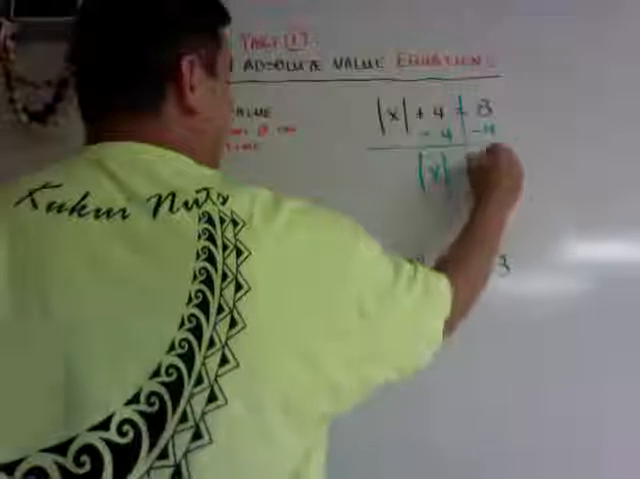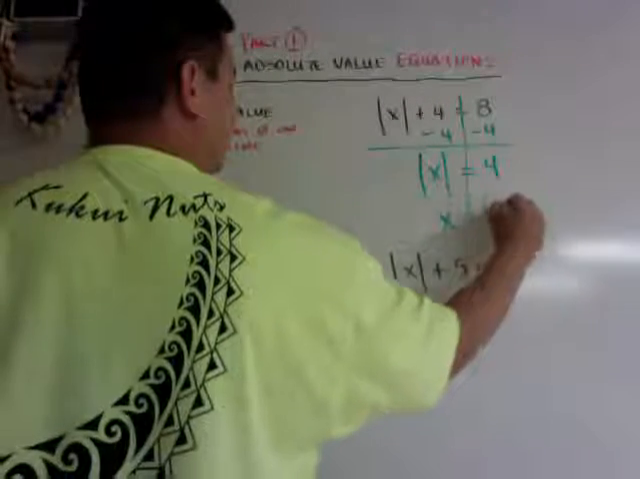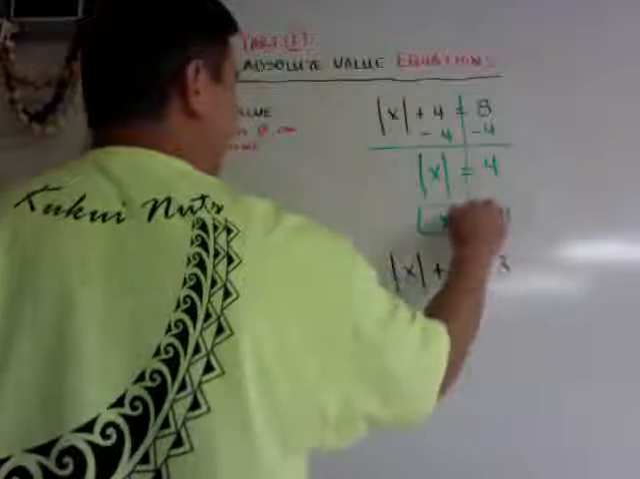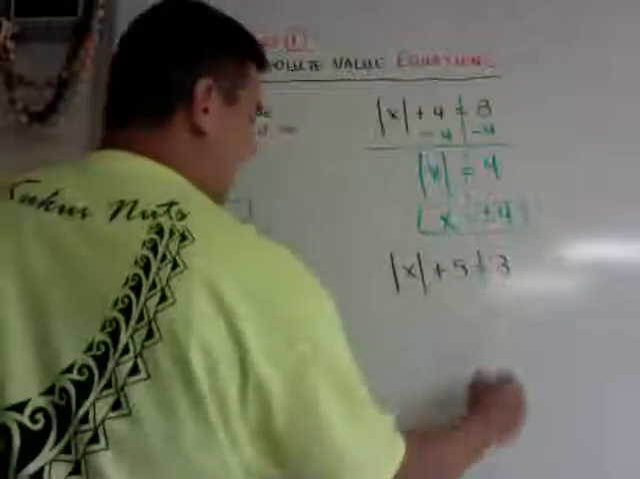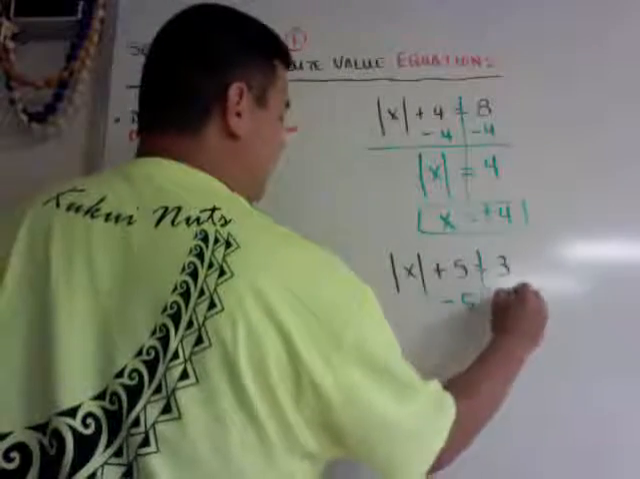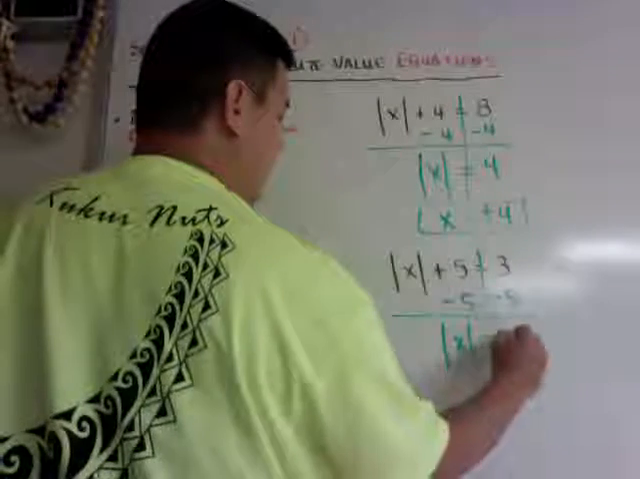Once you isolate it, I can just go into x is equal to plus or minus 4 because that's the only thing inside of the absolute value. Okay, so pretty simple. If I have something like this and I minus 5 and I minus 5, I get the absolute value of x is equal to negative 2.